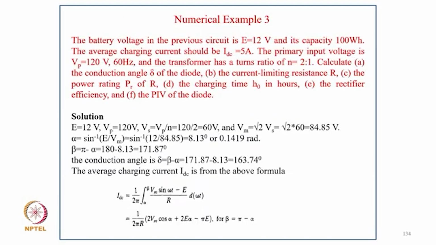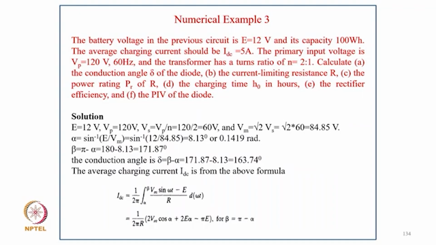Now coming to numerical example 3. The battery voltage in the previous case is equal to 12 volt and the capacity is 100 ampere hour, 100 watt hour, and the average charging current should be IDC equal to 5 ampere. The primary input voltage is 120 volt, 60 hertz, and the transformer has a turns ratio of 2 to 1. Calculate the conduction angle delta of the diode, the current limiting resistance R, the power rating PR of R, the charging time h0 in hours, the rectifier efficiency, and the PIV.